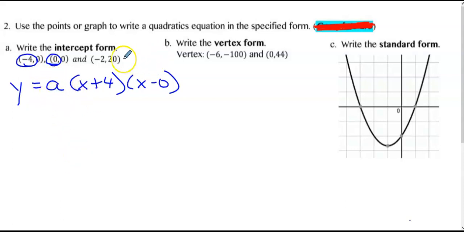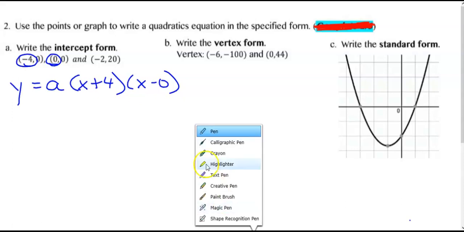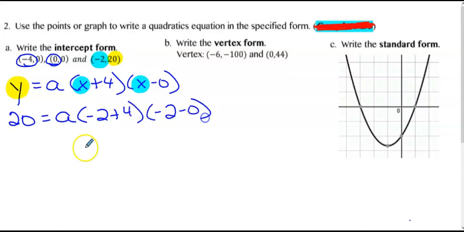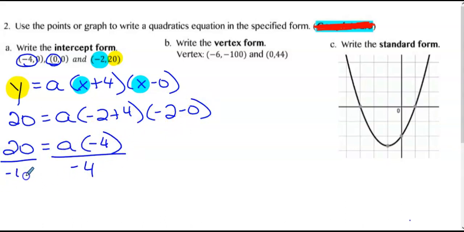Make the a the only unknown, plug in the 20 for the y. And you can fast forward through this if you want, but I just want to kind of illustrate this a little bit. So we're going to plug in 20 there, and then we're going to plug in negative 2 for the x's. Let's see, 20 equals a times (negative 2 plus 4)(negative 2 minus 0). 20 equals a times, that's 2, and that is negative 2. 2 times negative 2 is negative 4. Divide by negative 4. Negative 5 equals a.